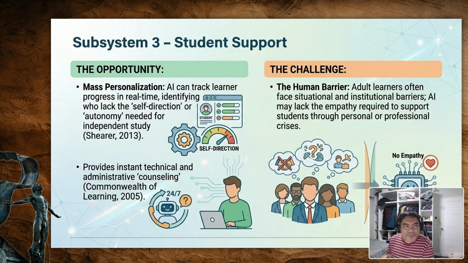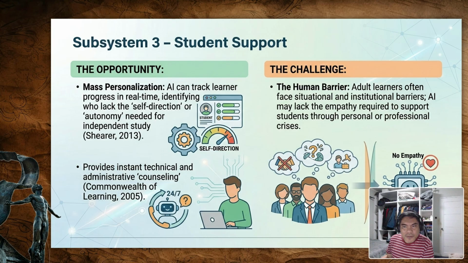One of AI's greatest strengths is in student support. In a distant setting, students need high levels of self direction. AI can analyze data to identify students who are falling behind before they even realize themselves, allowing for mass personalization.